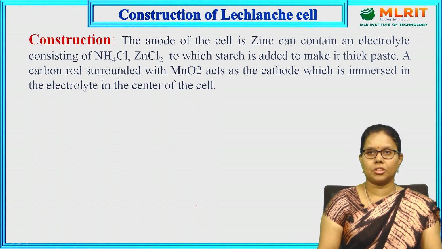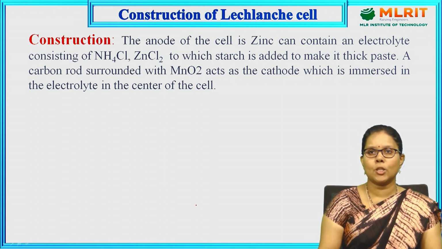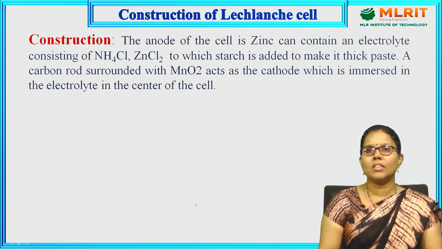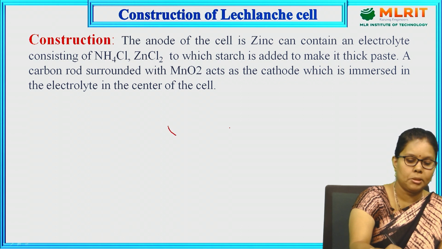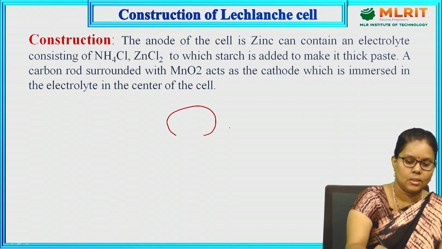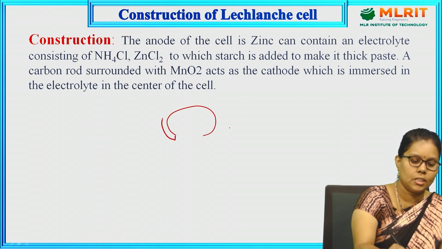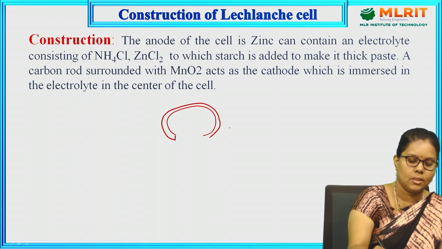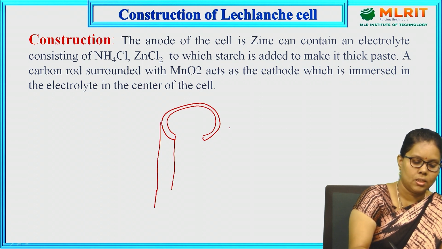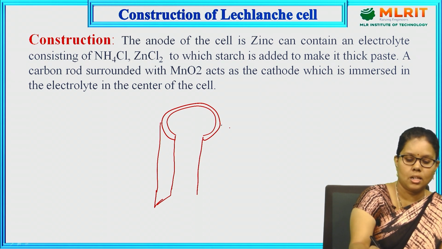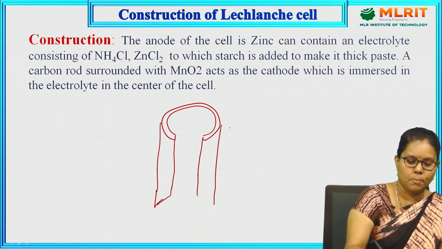Let us move to the construction. It consists of anode, cathode and electrolyte. The anode of the cell is the zinc can. Let us draw the picture. This is the zinc can, made up of zinc.